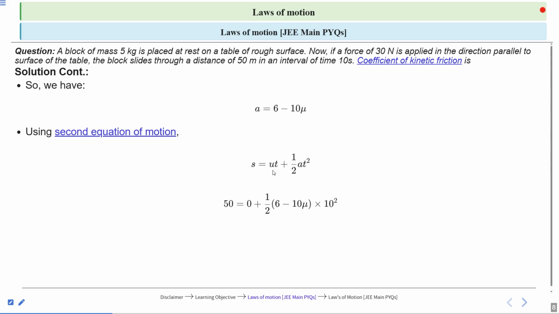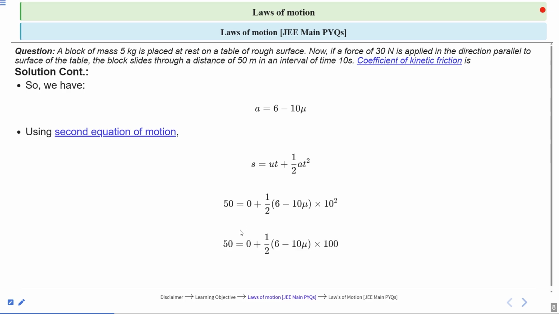So just substitute the given terms in this equation of motion. S is the distance, that is 50, is equal to initial velocity is 0, because the block of mass 5 kg is placed at rest on the table. That's why the initial velocity is 0. So 0 into t will be 0, plus half acceleration. The value of acceleration is 6 minus 10 mu, into t square. t is the time taken, or we can say time interval, that is 10 seconds. So 10 square.